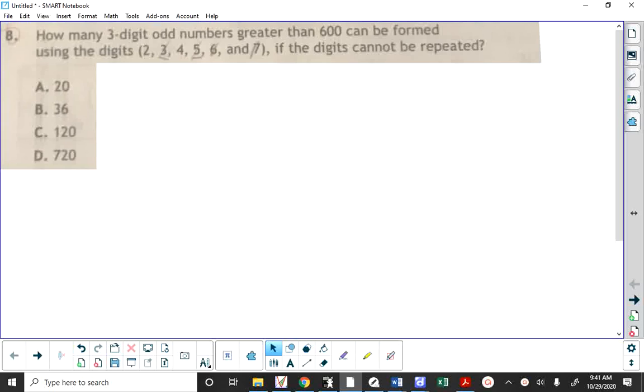The question is how many 3-digit odd numbers greater than 600 can be formed using the digits given, and you're not allowed to repeat the digits. So what you're doing is arranging the digits. You can't use them over and over again. This is a tricky one because if it's an odd number, that means it has to end in an odd digit. And the odd digits are 3, 5, and 7.